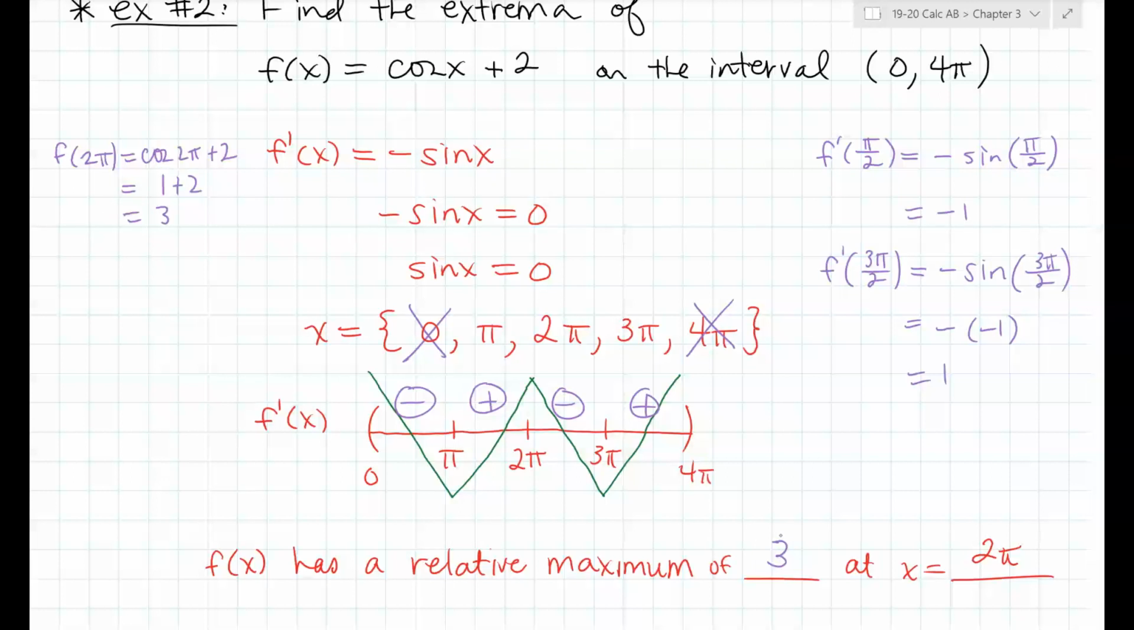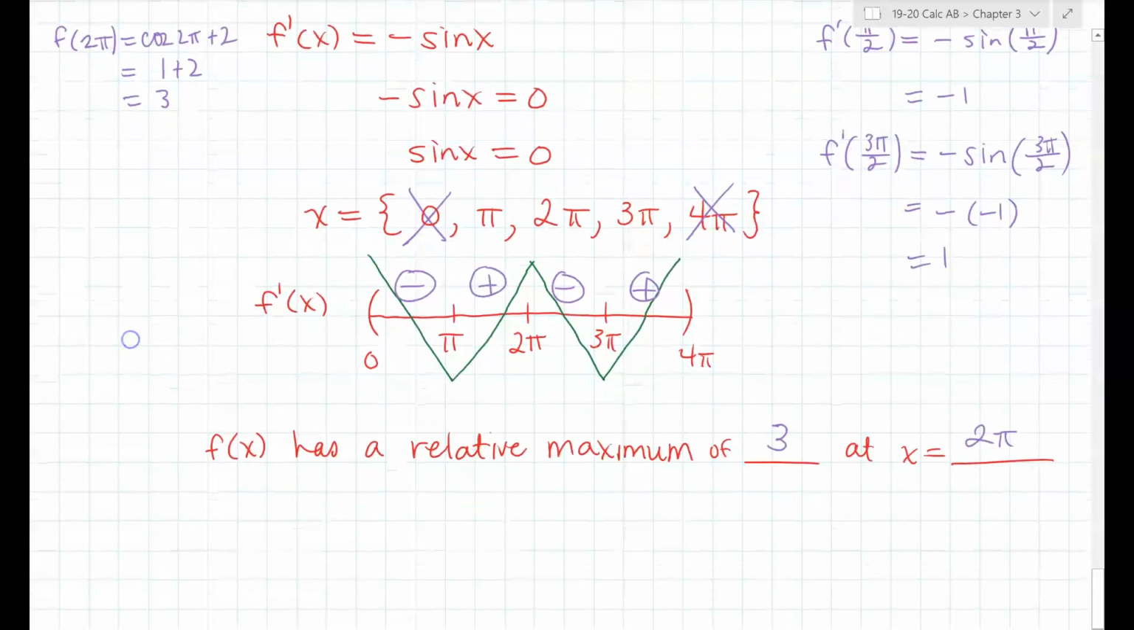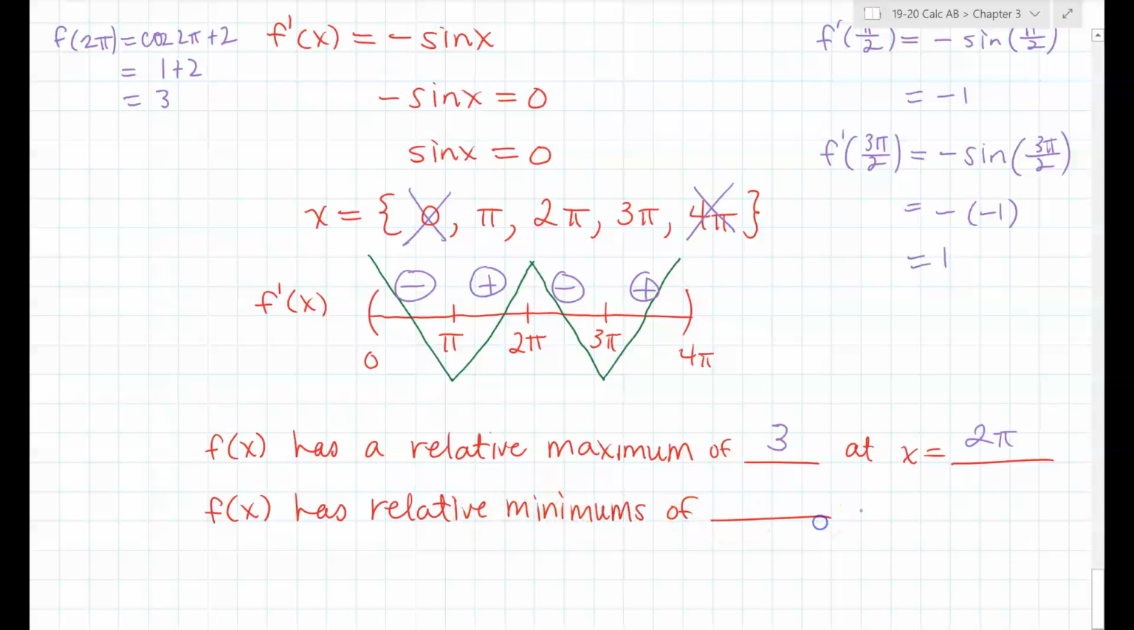Okay, so it's a maximum of 3 at x equal to 2 pi. I'll change that 2 pi to purple, that way you can see that was done after. Relative minimums, how many? That's 2, right? So it has relative minimums of something at x equal to something.